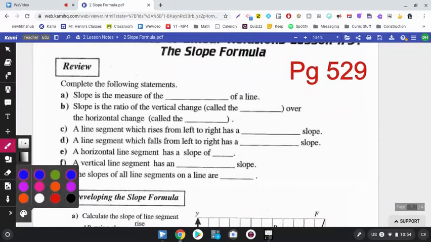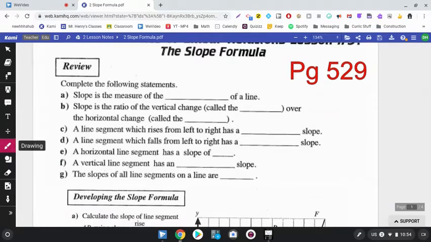Complete the following statements. The slope is the measure of the steepness of the line. How hard would this thing be to walk up or down? Slope is the ratio of vertical change, called the rise, over the horizontal change, called the run. Slope equals rise over run. A line segment which rises from left to right has a positive slope. And the opposite of that, if it falls or if it goes downwards, it has a negative slope.